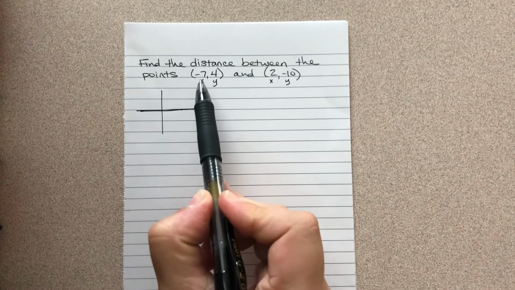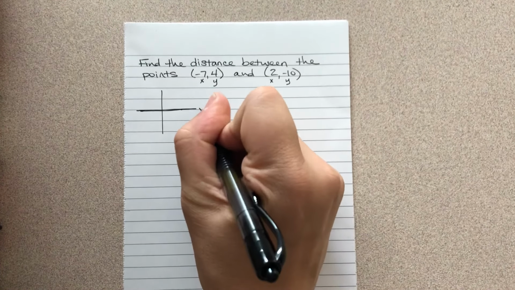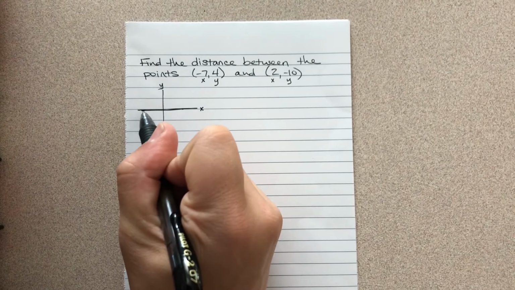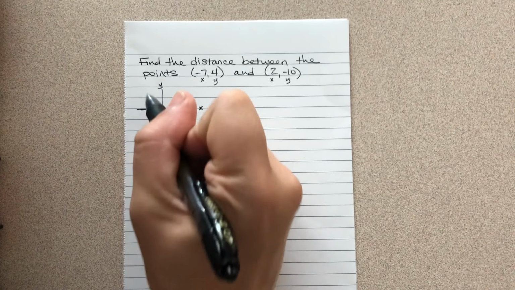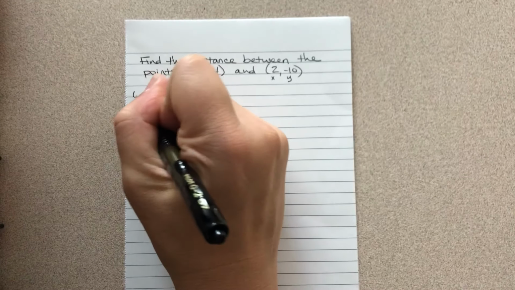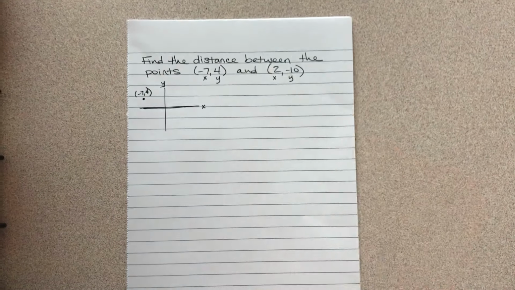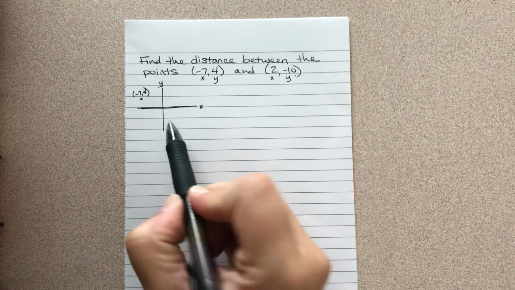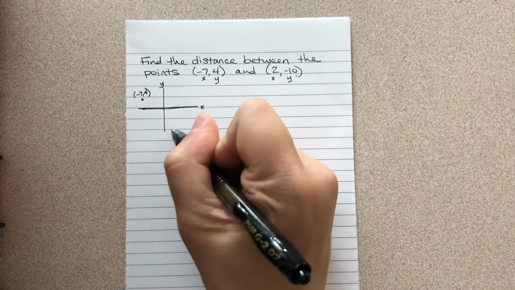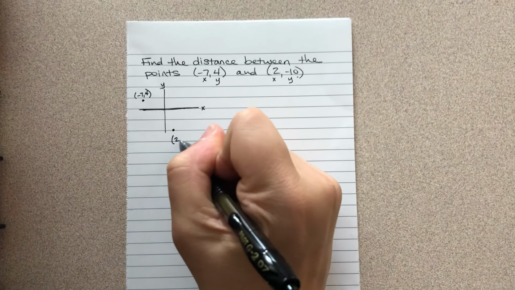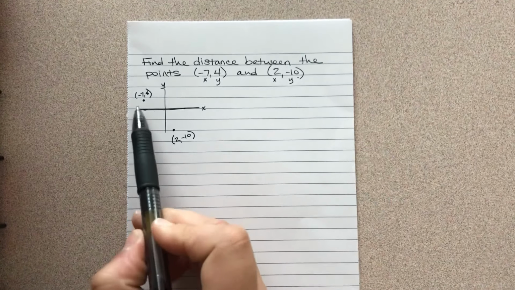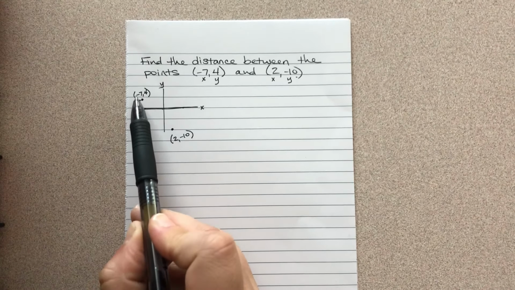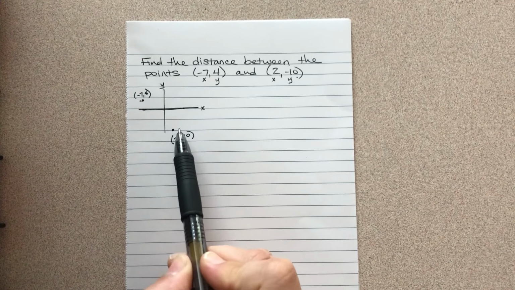So if I go -7, here's my x-axis. If I'm going -7, it means I'm moving to the left, and then I'm going +4, so up 4. So again, this is just a really rough placement of where that point could go. Then for this point, I'm going to the right 2 and down -10. And it just gives me an idea that this first point is further to the left and up. This one's further to the right and down.